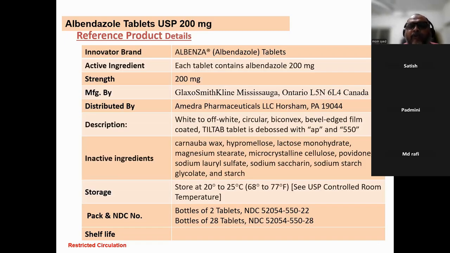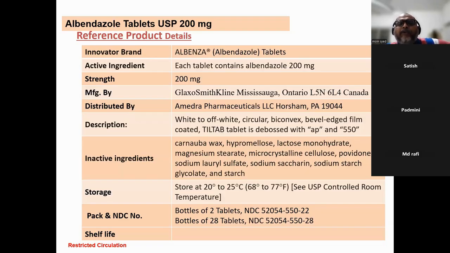Based on that only, you will have to select an innovator. And when we move forward, I will tell you how the reference standard is chosen. The reference standard is mentioned in the Orange Book. I will let you know how it is chosen once we go there.